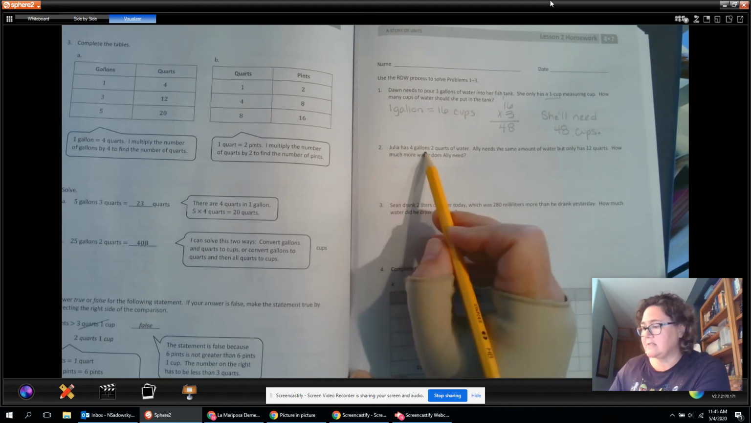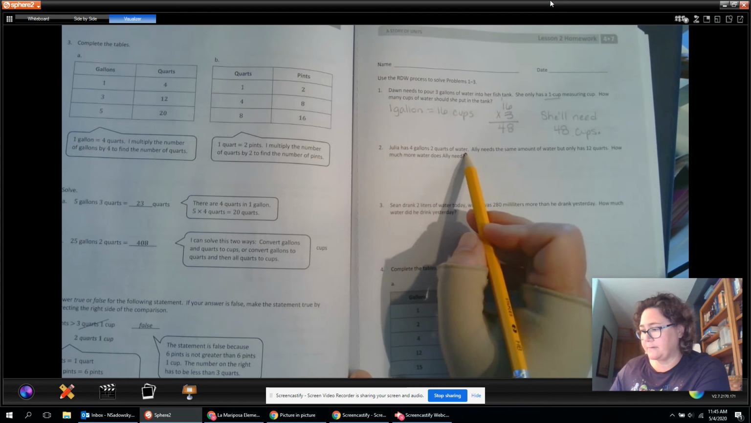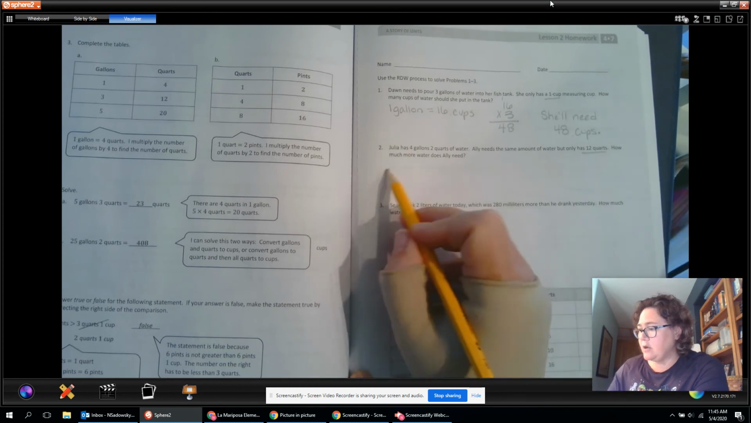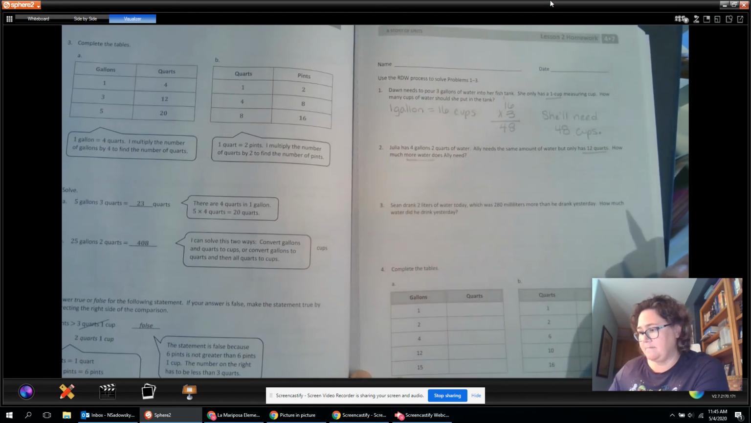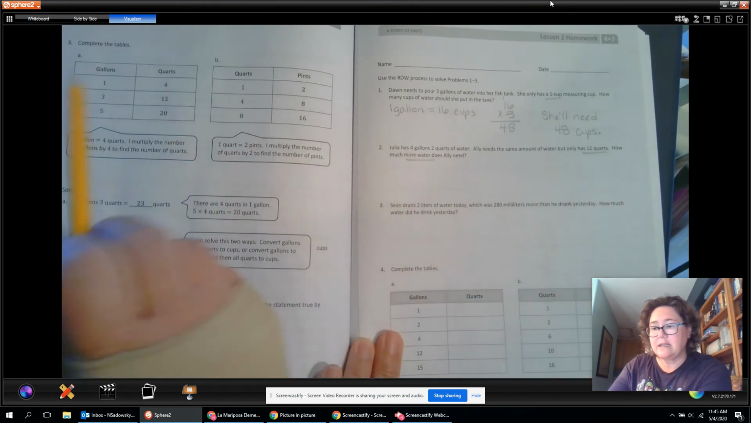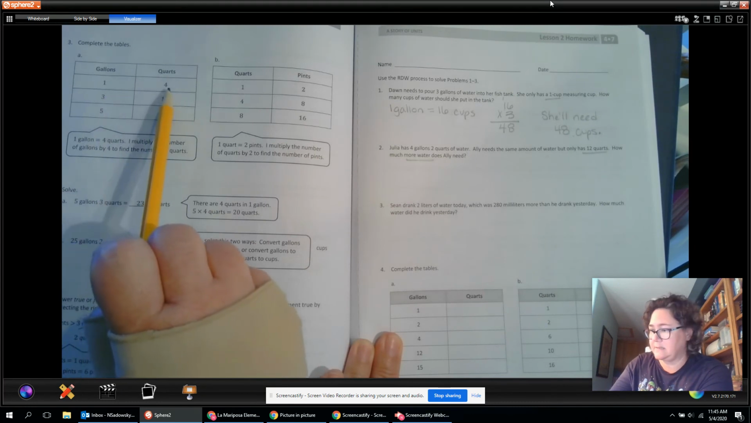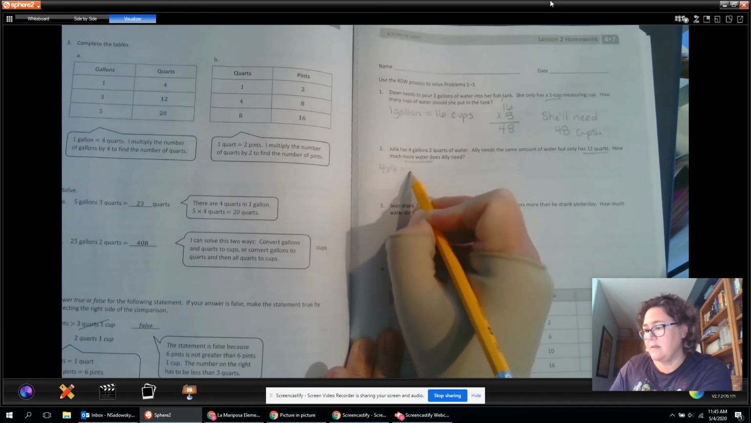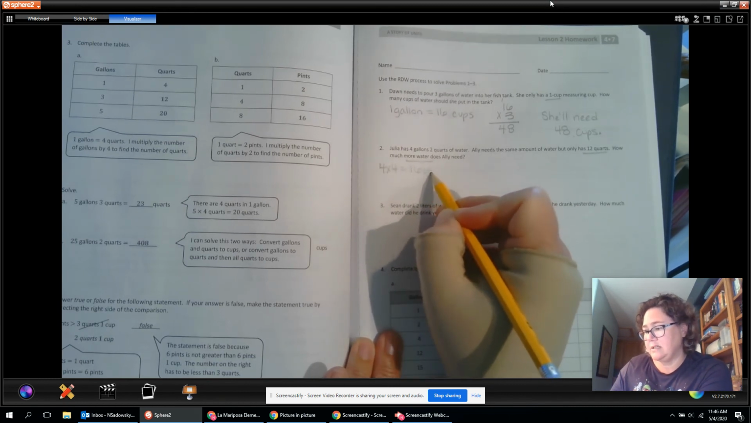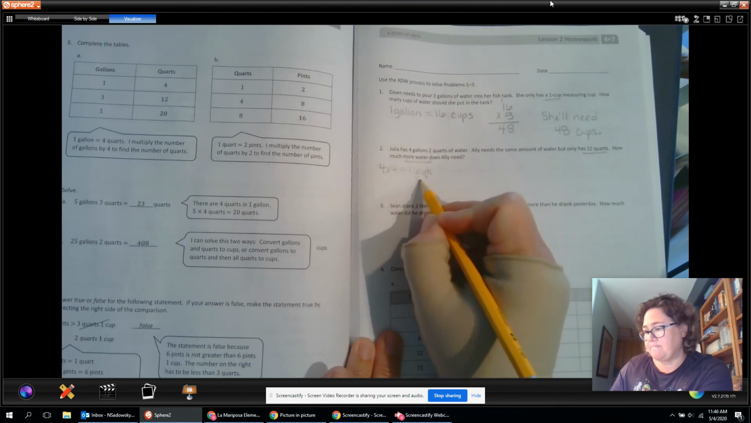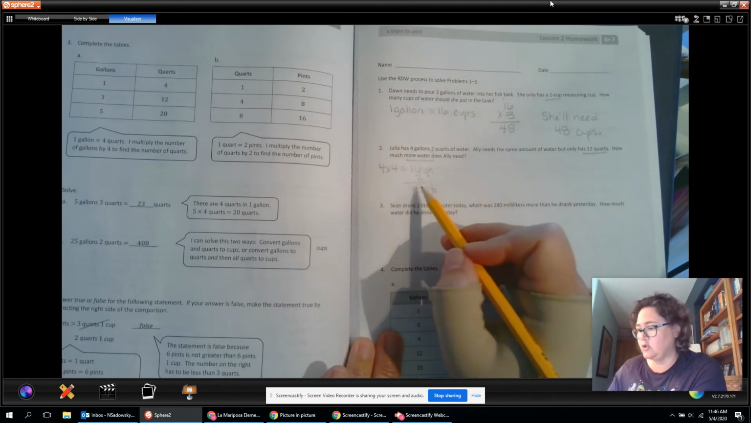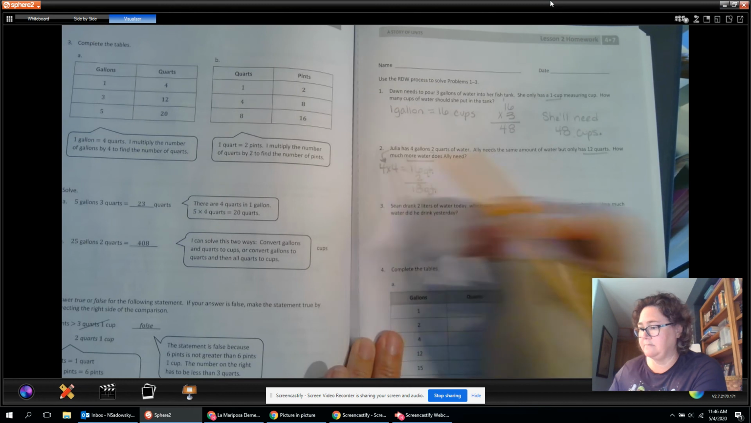Number 2, Julia has 4 gallons, 2 quarts of water. Allie needs the same amount of water, but only has 12 quarts. How much more water does Allie need? Gallons to quarts. A gallon is 4 quarts. So if she has 4 gallons, 4 times 4 is 16 quarts, plus the 2, so we're dealing with 18 quarts. That's all Julia.